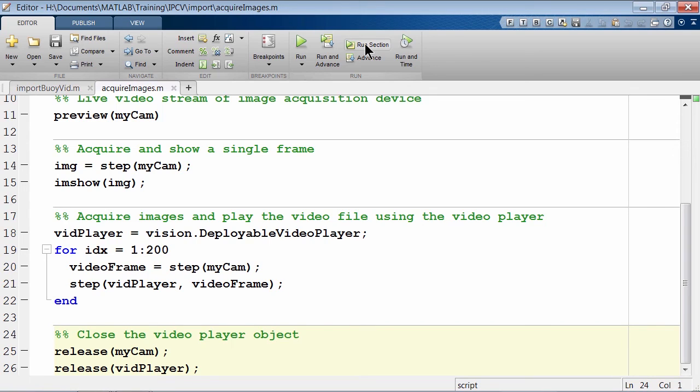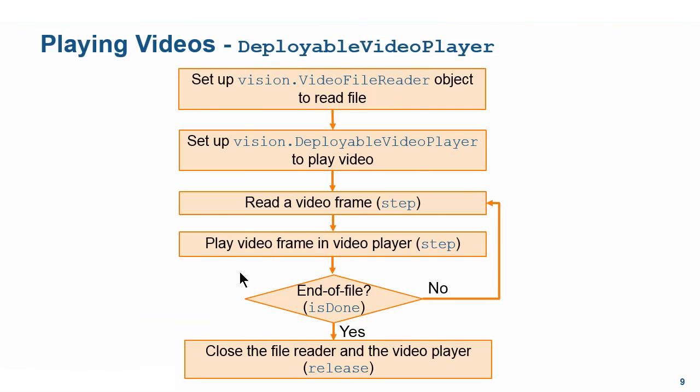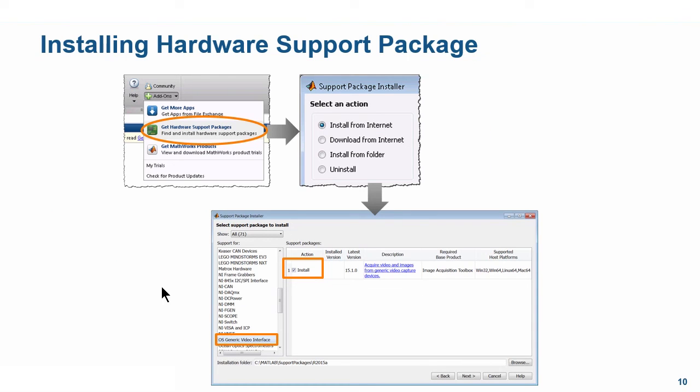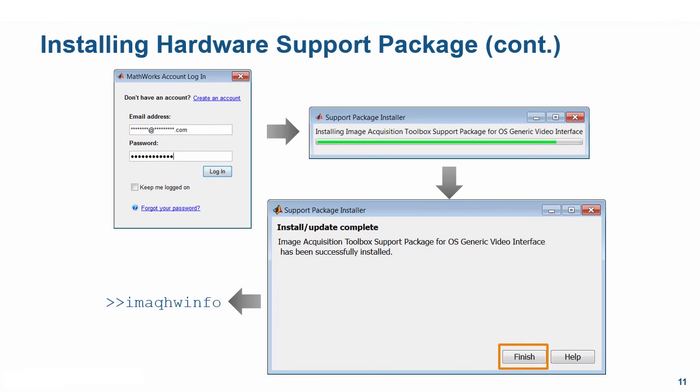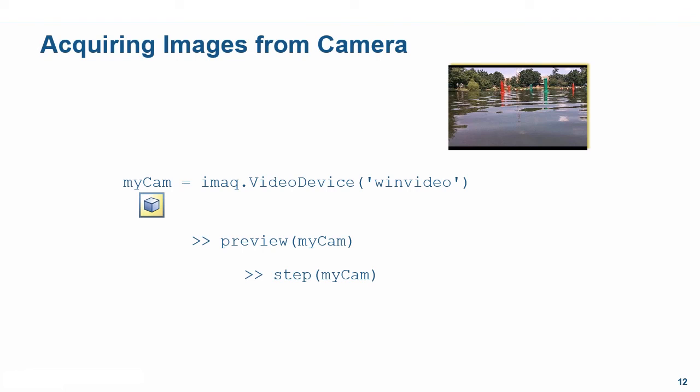Let's go back to the presentation and do a recap. We started by installing the OS Generic Video Interface support package through the Add-ons menu in MATLAB. After completing the installation, we executed the imaqhwinfo command to take a look at the existing adapters to connect to. Then we used step on the video device object to acquire the current frame. We also checked the preview function to take a look at the current live stream of the camera. We also looked at an example to acquire the images in a loop. In this case, we used a for loop.